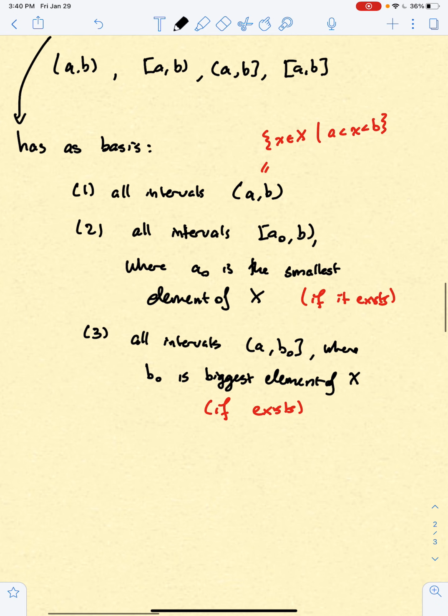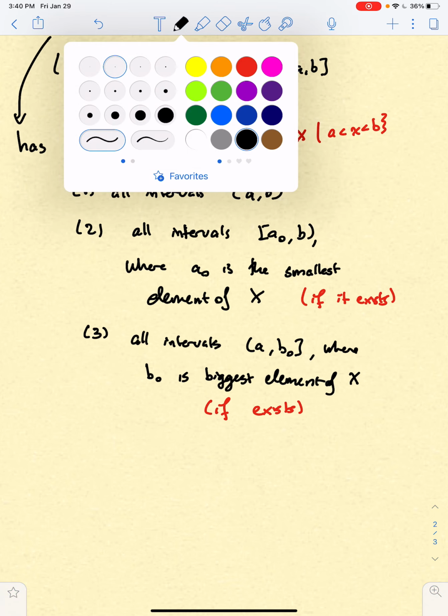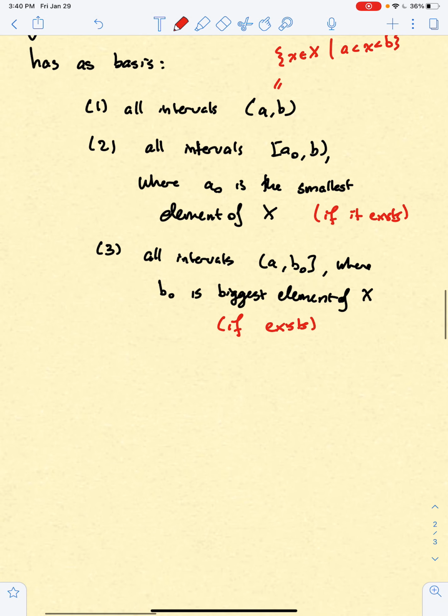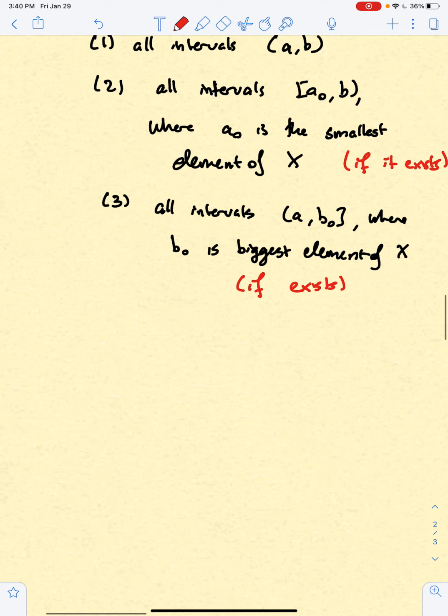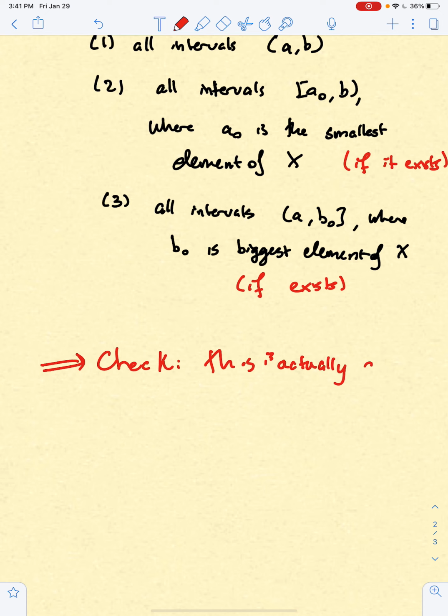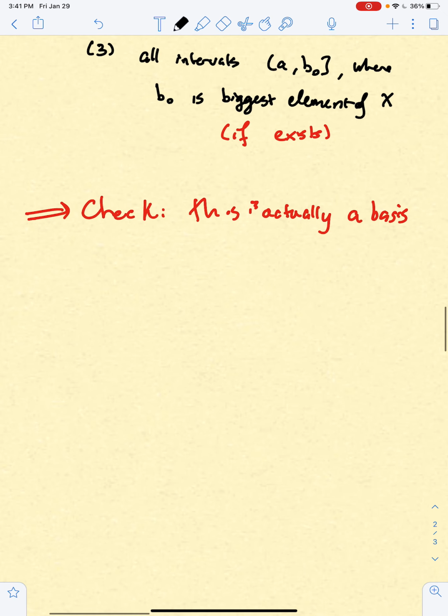So I claim that this generates a topology, that this is actually a basis. But I'm lazy, and so I want you guys to check that for me. This is kind of straightforward. Check that this is actually a basis. You know how to do that by now.